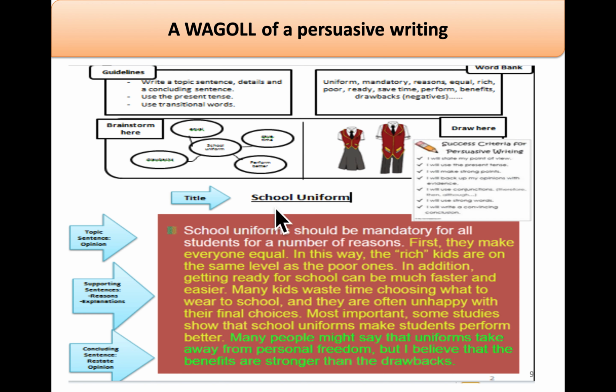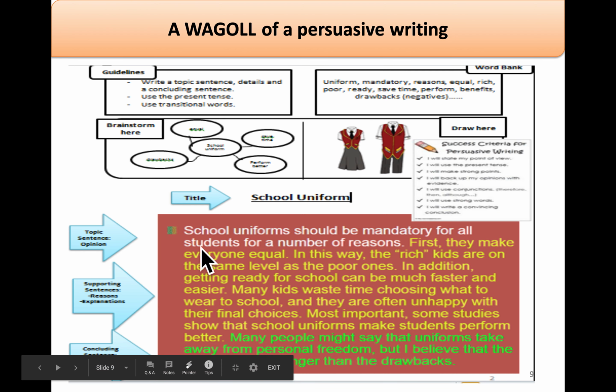All right, so in this persuasive paragraph, the author is trying to convince me that school uniforms should be mandatory for all students, all right? They're telling me that they want school uniforms. Okay, so they gave me a topic sentence. Over here, they gave me some reasons why. Why should school uniforms be mandatory?